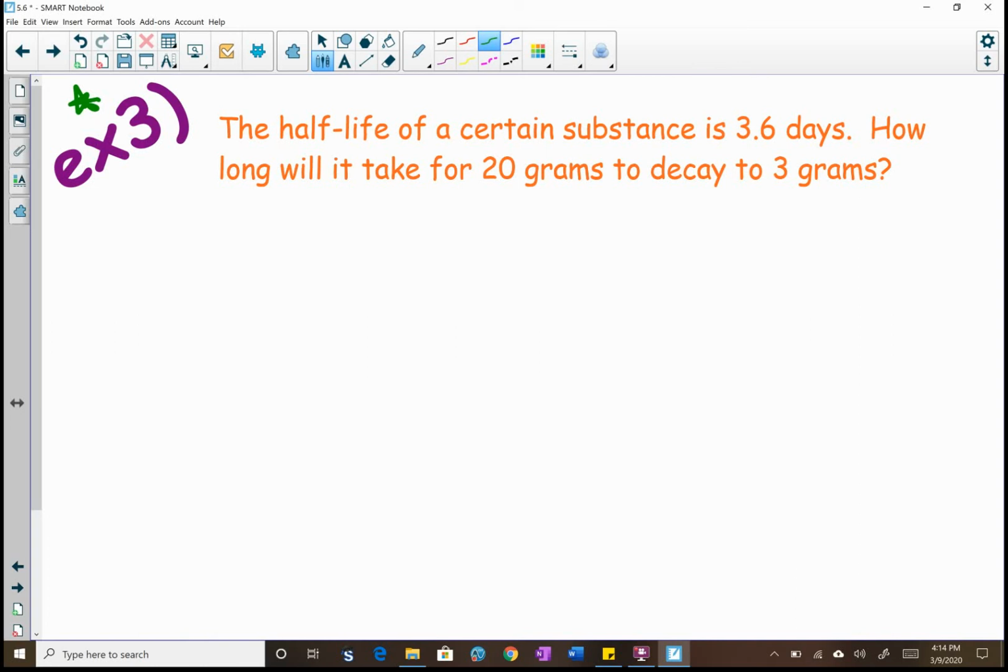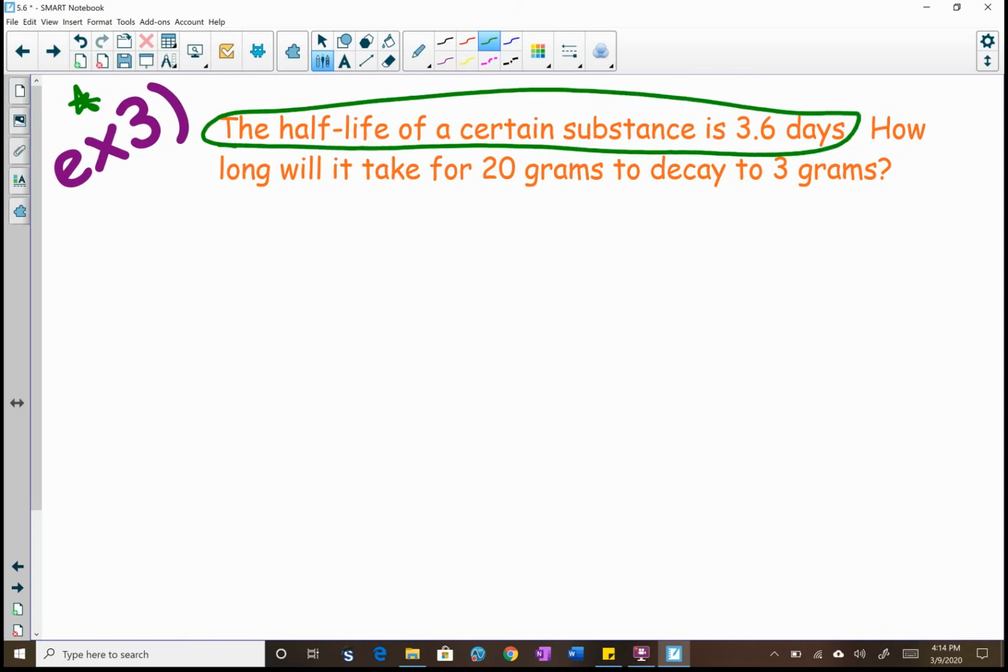Okay, so whenever I see half-life, I stop reading. The second they tell me what the half-life is, I know I need to find the rate. Because a half-life is not a percentage rate. I'm not even going to read on the rest of the question. So I know my formula is a decay problem. Half-life is decay. So there's my PERT.